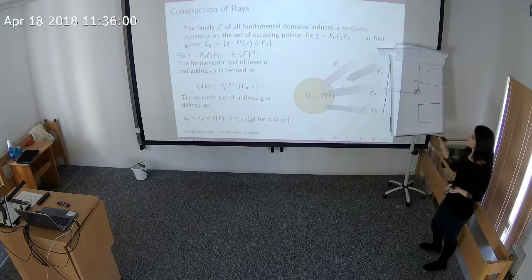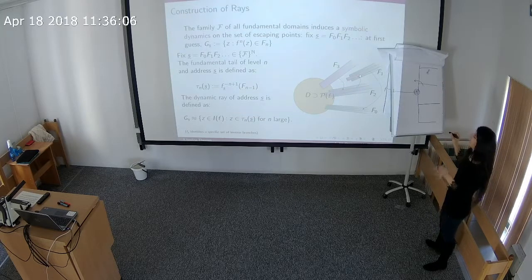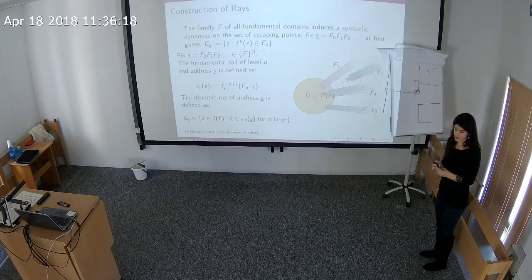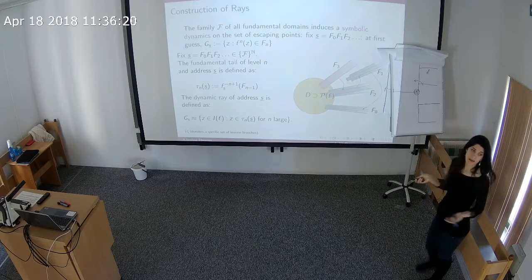Well, you start at some point, for example, at F2, and you pull back through the branch. You have to define the branches carefully, but you pull back inside F1, and then you pull back inside F0. And then you start at F3, you pull back inside F2, then inside F1, then inside F0, and so on. And you show that this process converges. So how do you believe that this process converges?